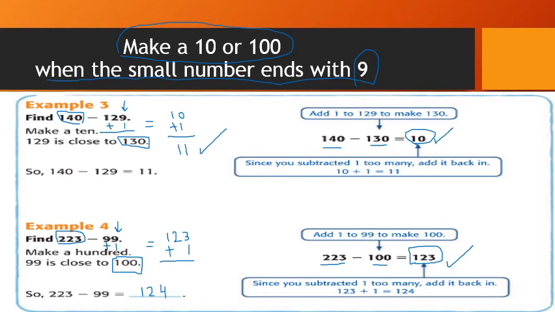The first strategy, if the small number doesn't end with 9, look at the ones digit in the greatest number and cancel it and write it like the ones digit in the greatest number. And the second strategy, if the smaller number ends with 9, add 1 to make a 10 or 100, then add 1 to the difference.